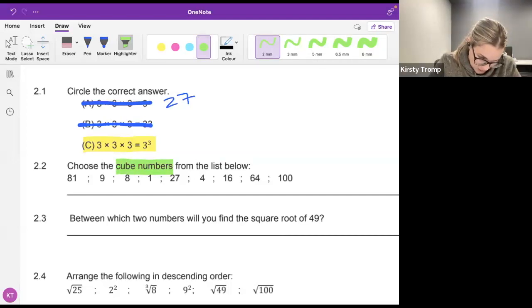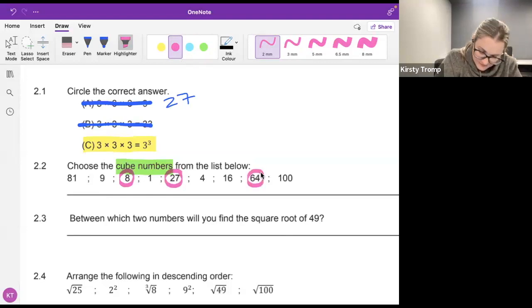Christina, do you want to help me with these cube numbers? Yes. Let's go. Which ones are cube numbers, Christina? 8. 8, great, well done. 27. 27, fantastic. 64. 64, awesome. Well done. And those are all of them, yes. Well done. Thank you so much, Christina.